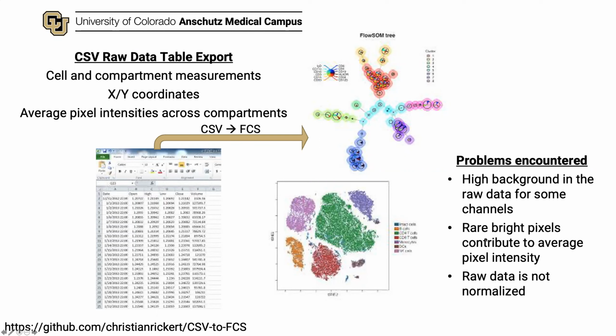There's also a phenomenon of rare bright pixels. Sometimes you get this sort of starry night effect where there's some background. Those rare bright pixels actually contribute to the average pixel intensity that's in the CSV file, and so these were causing problems for the clustering algorithms. And then the third problem is that the data is really not normalized here. So when you do these clustering algorithms, it's really heavily weighted towards the markers that are very bright and well expressed.